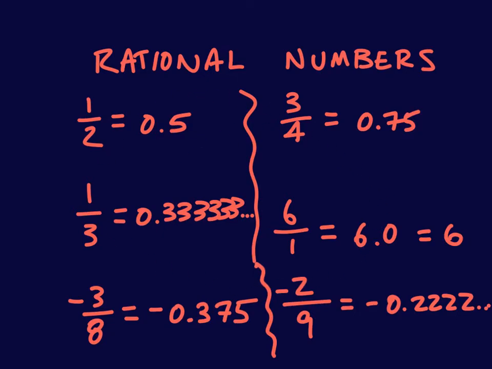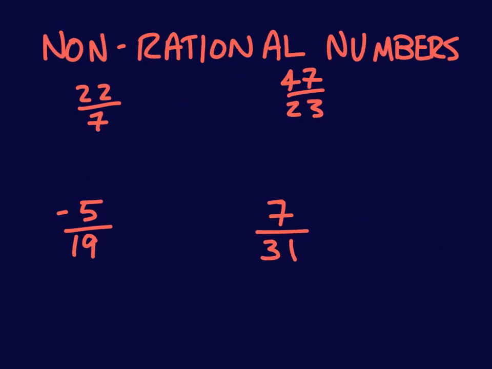Now let's take a look at some numbers that are not rational. Okay, these are examples of non-rational numbers. Now, the first one I want to look at is 22/7. Now, if I take 22 and divide it by 7, we get the number 3.14287. Now, when you look at this number, the decimals don't have any pattern to them. They don't repeat, okay? So, these are just random numbers, all right?